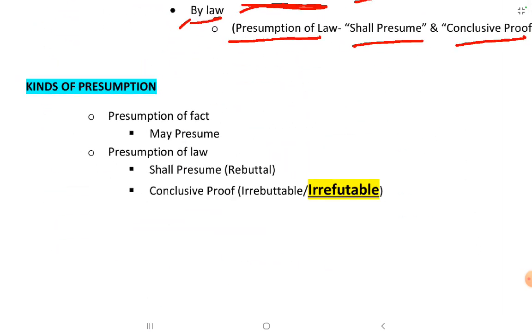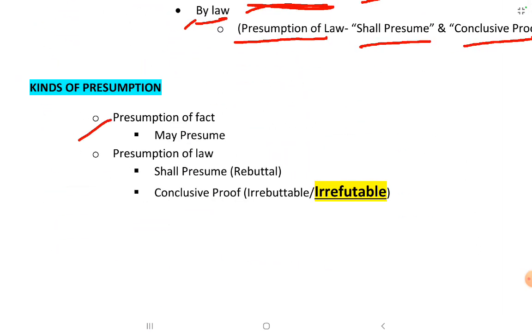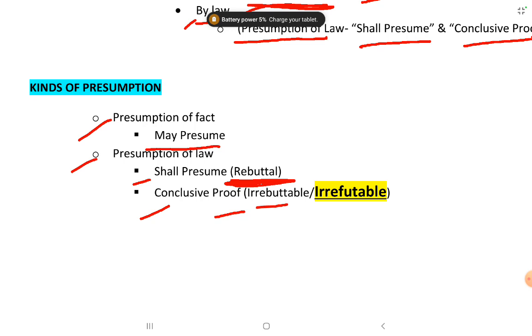So what are the kinds of presumption? One is presumption of fact, another one is presumption of law. In presumption of fact, there comes may presume. In presumption of law, there comes shall presume and conclusive proof. The shall presume is rebuttable. Evidence can be given against it to disprove it. In conclusive proof, it is irrebuttable or irrefutable. That is, no evidence can be given against it to disprove it.